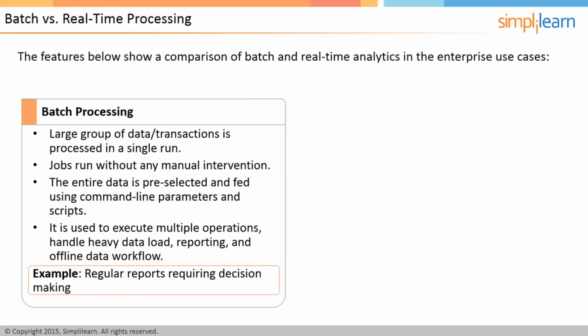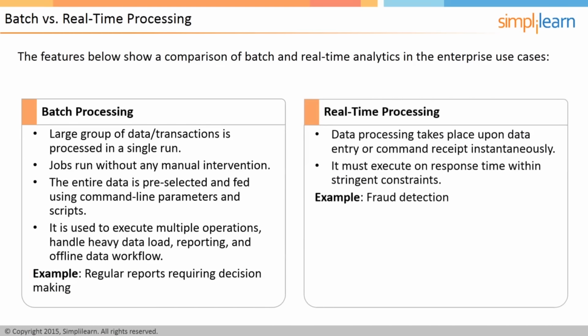On the other hand, real-time processing takes place upon data entry or command receipt instantaneously. It needs to execute on response time within stringent constraints. An example is fraud detection. Note that Hadoop has different subsystems like Pregel, Giraph, S4, and Drill for different business use cases. It would be better to have just one processing framework to solve all these use cases.